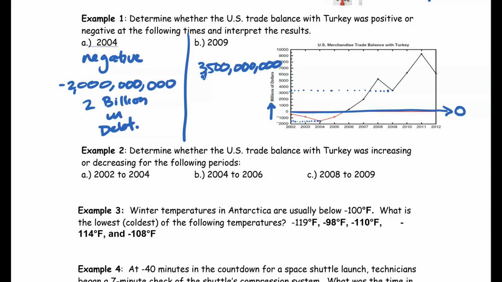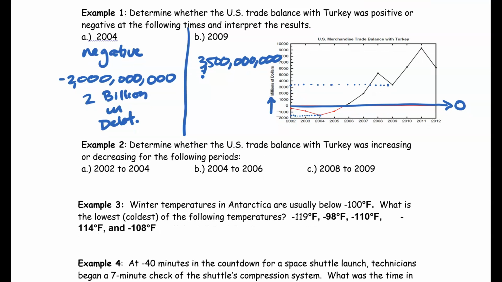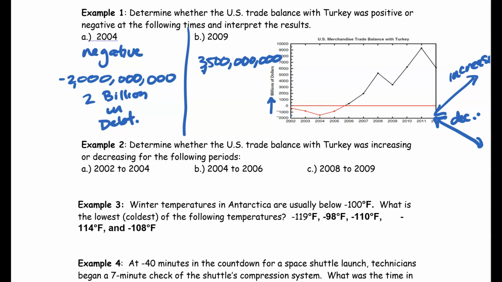They owe us money. For example 2, we're asked to determine whether the U.S. trade balance with Turkey was increasing or decreasing. So let's just talk about how we can tell if something is increasing or decreasing by looking at a line graph like this. So anytime the graph is going up from left to right, we've got an increase. And then anytime it's going down from left to right, we've got a decrease. Okay, so from 2002 to 2004, let's see what happened. So it looks like 2002 is right there, 2004, it looks like it is decreasing.